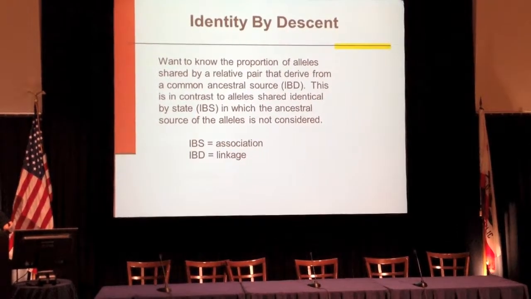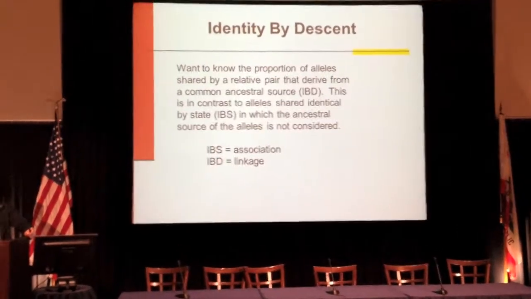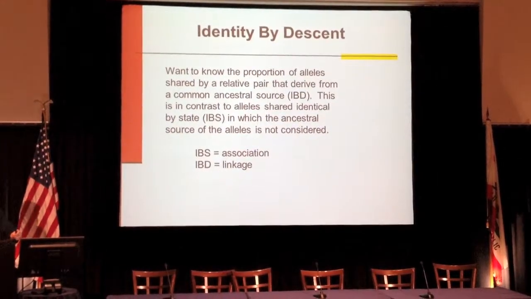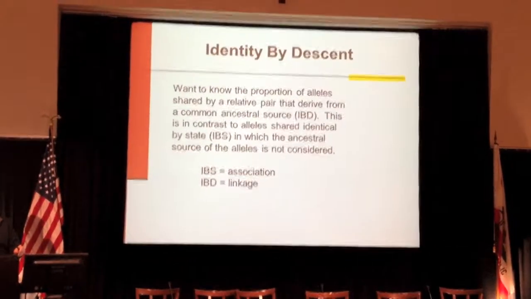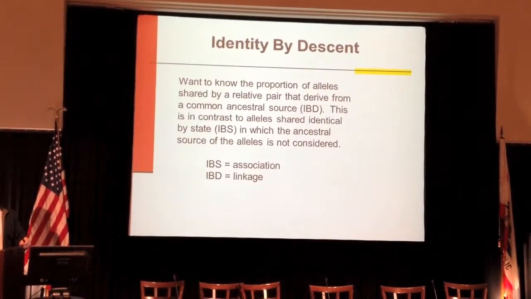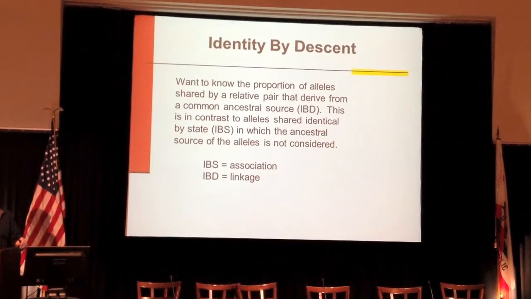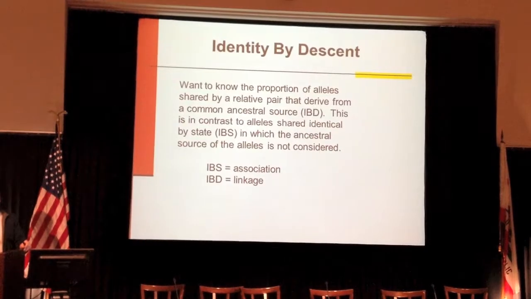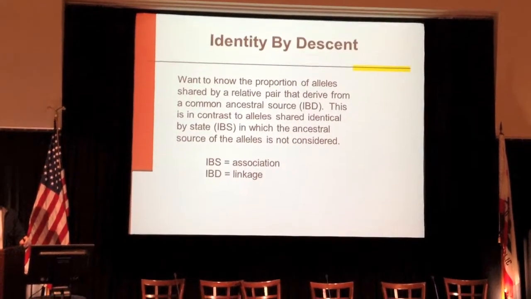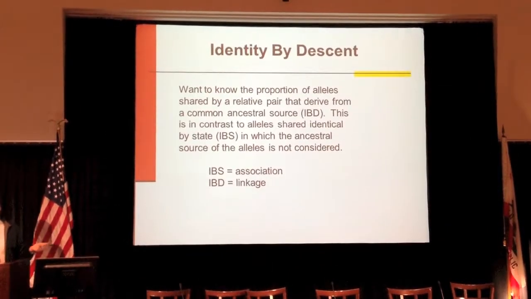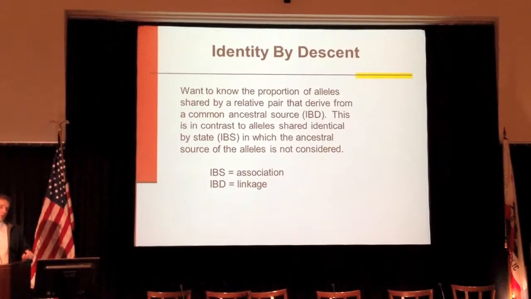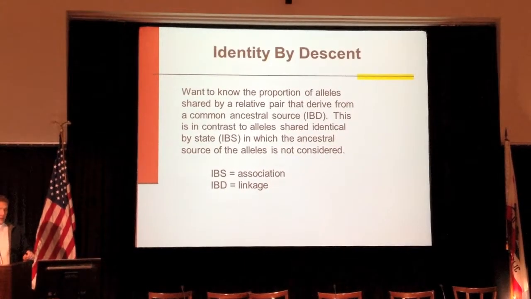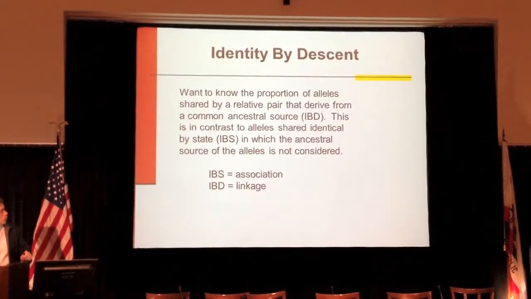So this type of analysis is known as identity by descent. To restate it, this type of analysis hypothesizes that the proportion of alleles shared by a relative pair derive from the same ancestral source, or identity by descent. This is, of course, in contrast to alleles shared by identical by state, which is the GWAS analysis, in which the ancestral source of the allele is not considered. So IBS, or identity by state, is association, and identity by descent is short for linkage analysis.